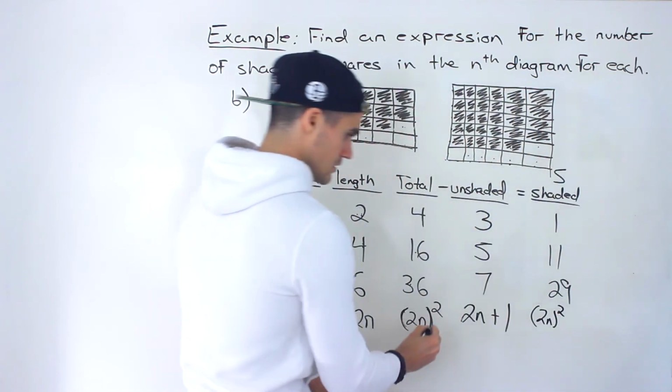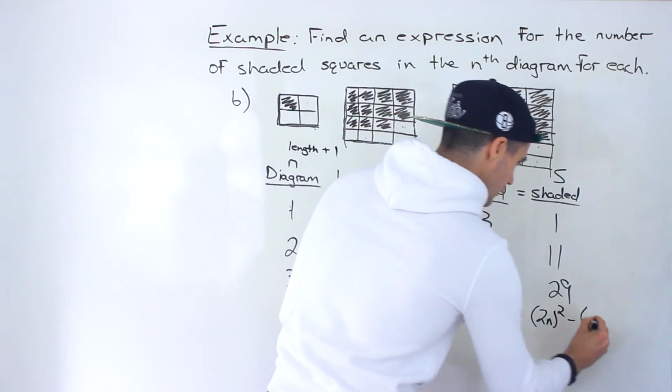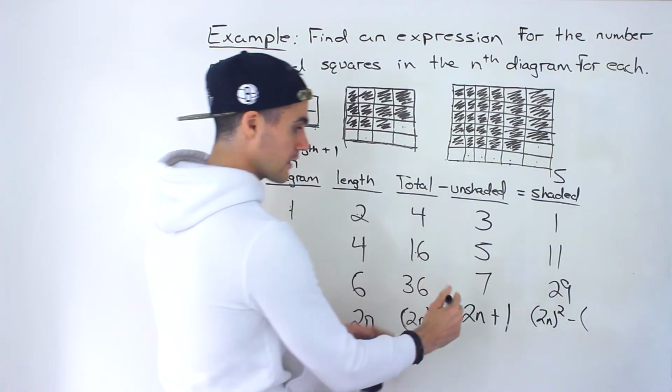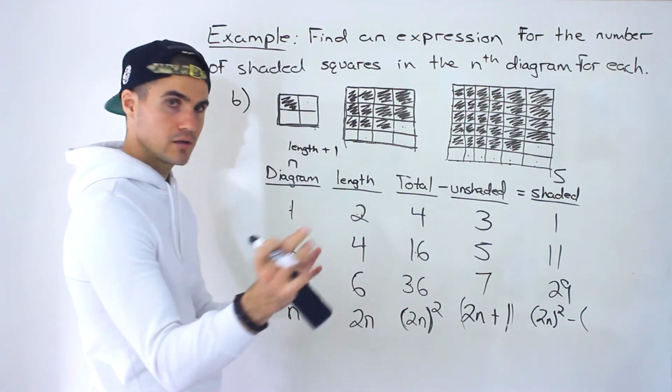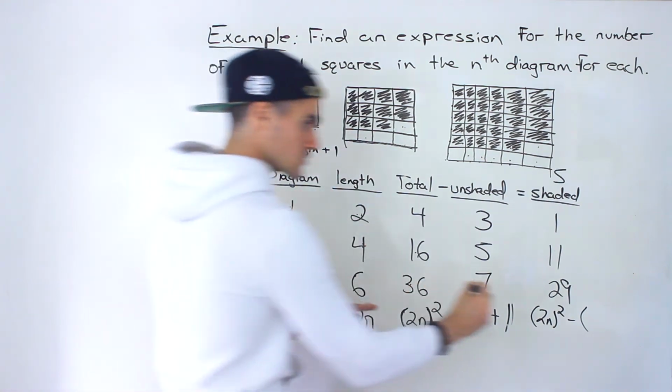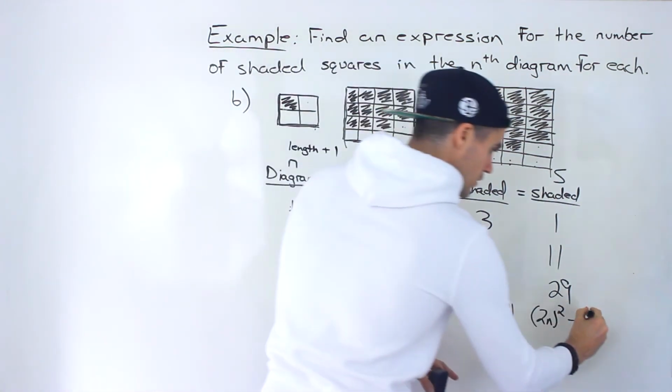squared minus, be careful here, you're subtracting that whole thing, right? You're not just putting minus 2n plus 1, you have to put the 2n plus 1 in brackets. We're subtracting that entire expression.